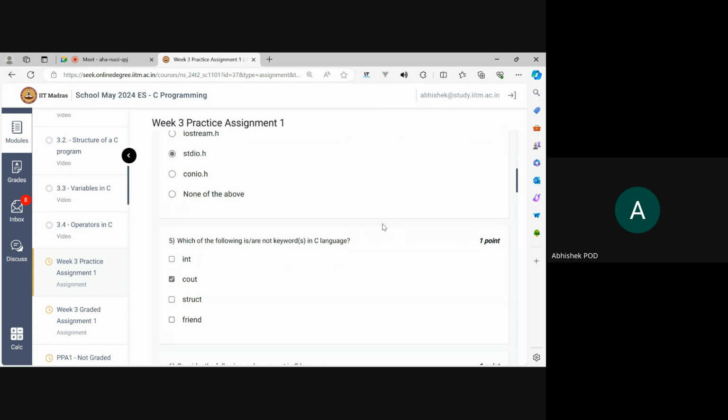Whereas friend is again a concept in C++ that I won't be discussing right now. So friend is a keyword that is again in C++ language and not in C. So these two are the correct options for us in this particular question, that is question number 5. Cout and friend are the options which are not keywords in C language. The other two are keywords, int and struct.